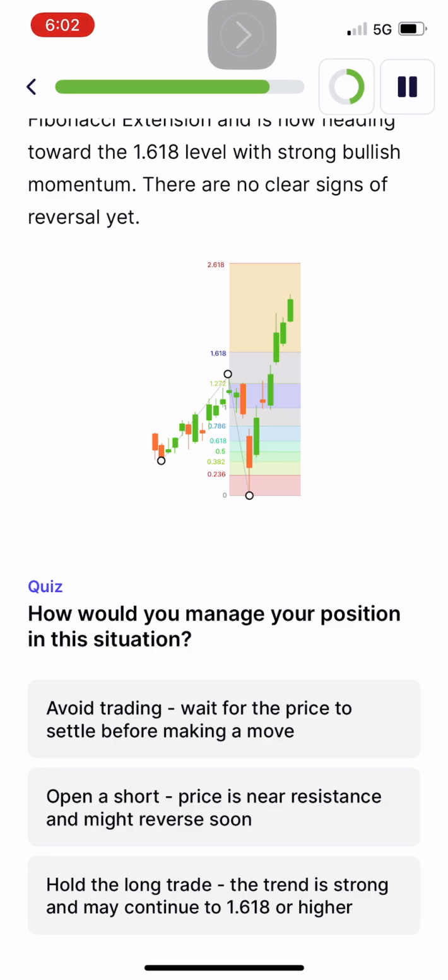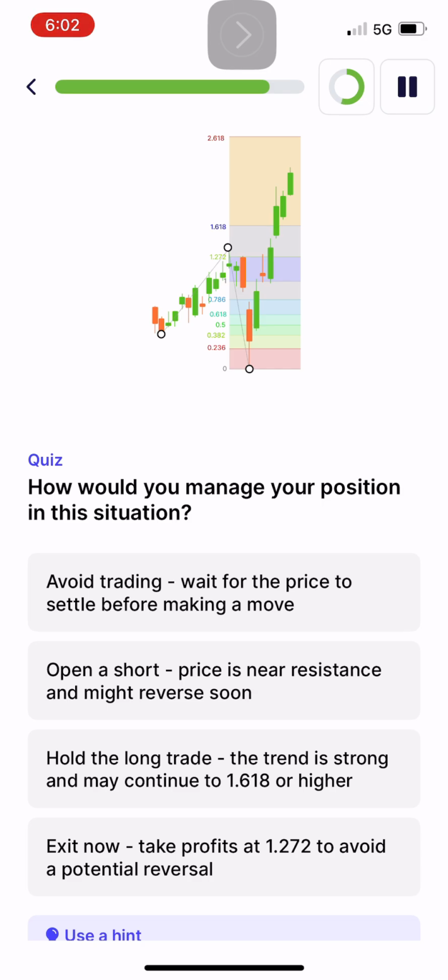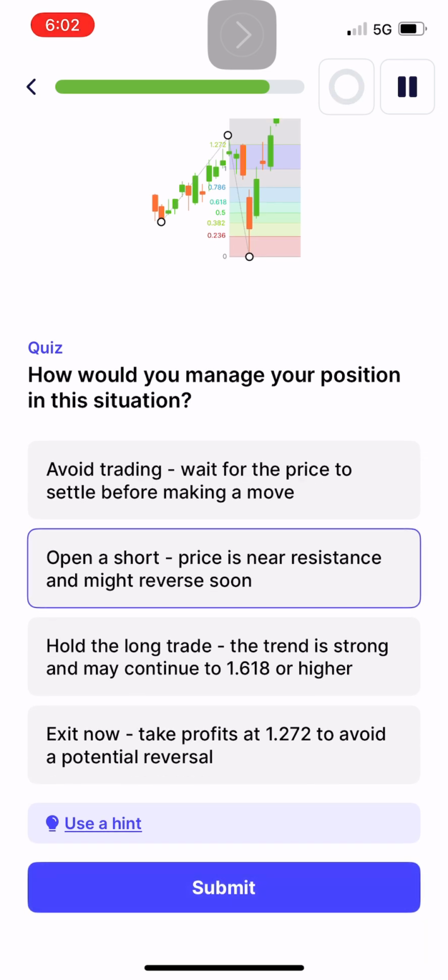Avoid trading. Wait for the price to settle before making a move. Open a short. Price is near resistance and might reverse soon. Hold the long trade. The trend is strong and may continue to 1,618.